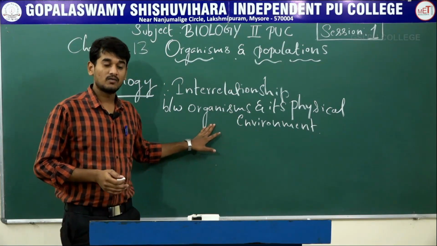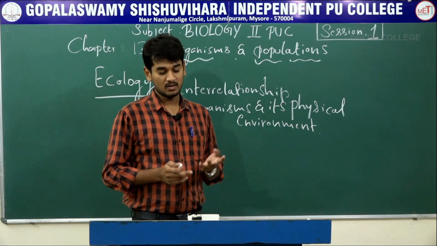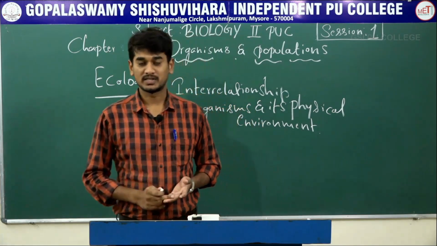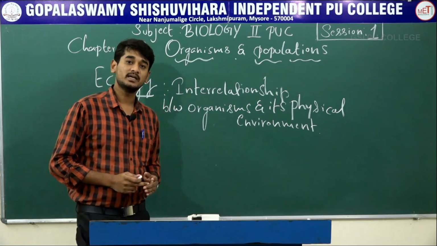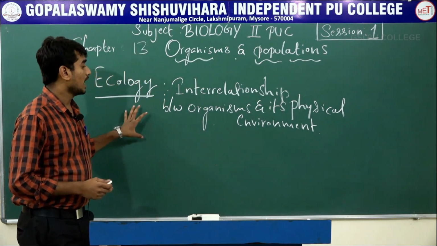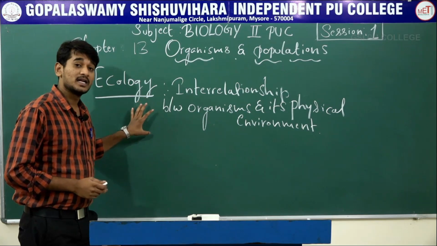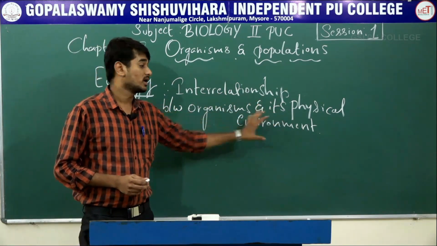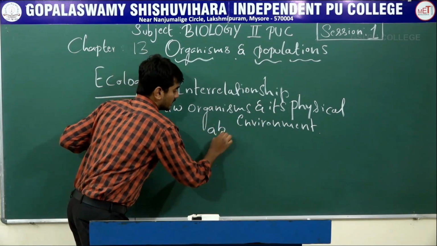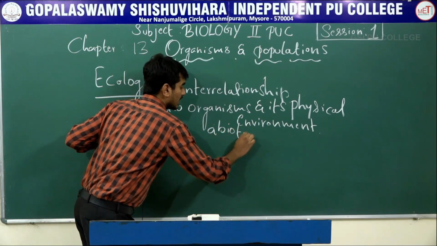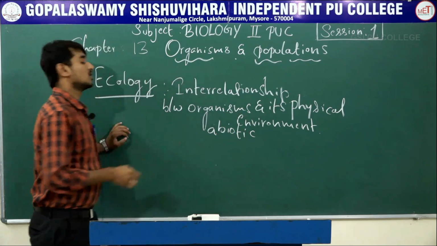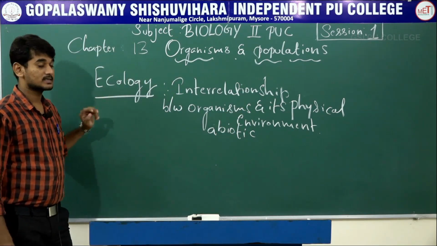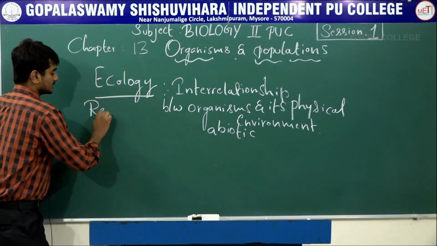There are four major abiotic factors: water, soil, light, temperature. These are all major abiotic factors. So, the study of interaction or interrelationship between organism and its physical or abiotic environment is called ecology. The term ecology was coined by Ritter.